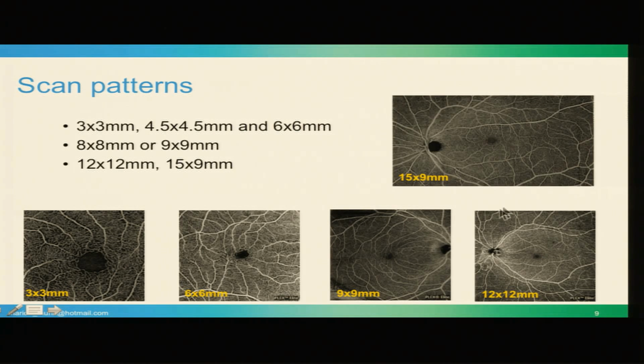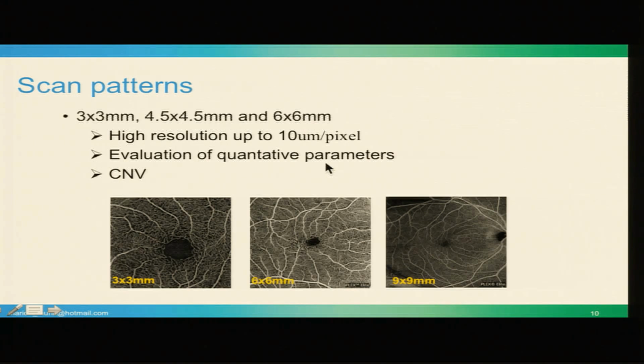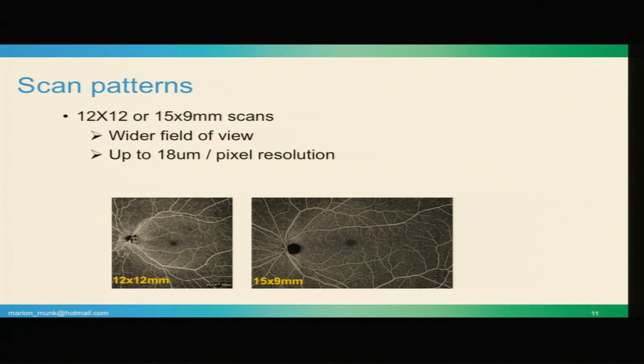Pattern, which you can see here, which is, I think, very intriguing. The central scan patterns are usually high resolution, up to 10 micrometers per pixel, and you can really evaluate quantitative parameters. You can account for CNV, and these are used really to look at the center of the image. When you have wide field images, you have a wider field of view, and of course, because you scan a wider area of the retina, the resolution is not so high and can be up to 18 micrometers. You can see some of these images right down here.